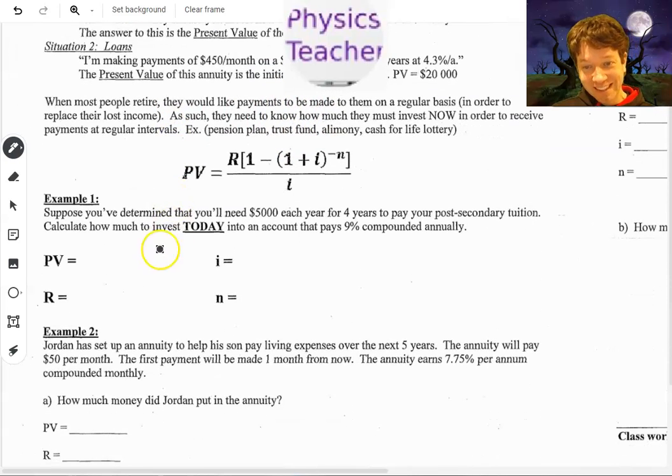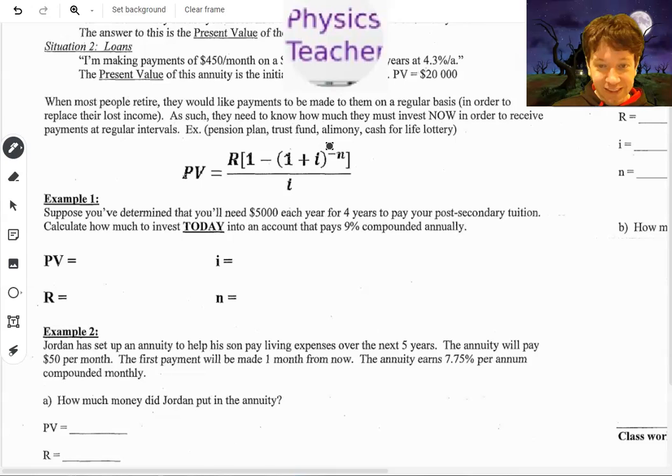Okay, so let's look at an example. This is a simple example for you guys to do, but our equation for present value looks similar to the other equation, except we have one minus instead of plus 1, and our exponent is a negative exponent. So let's try and identify some of these variables in an example. So this says, suppose you've determined that you'll need $5,000 each year for 4 years to pay for your post-secondary tuition.